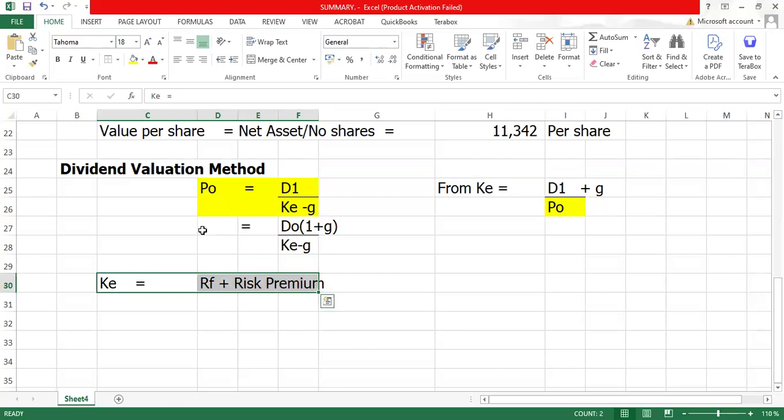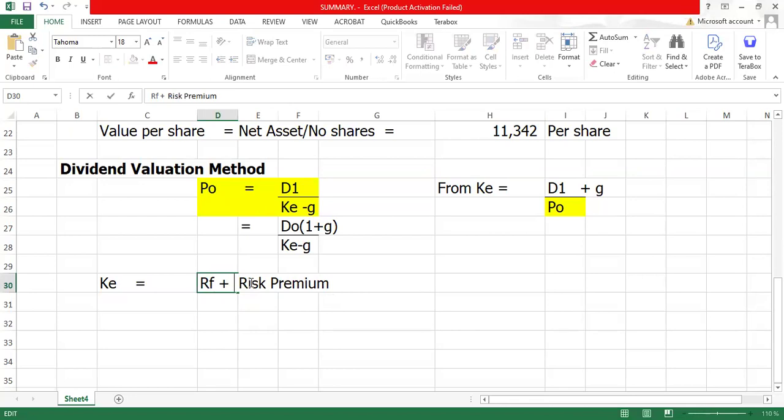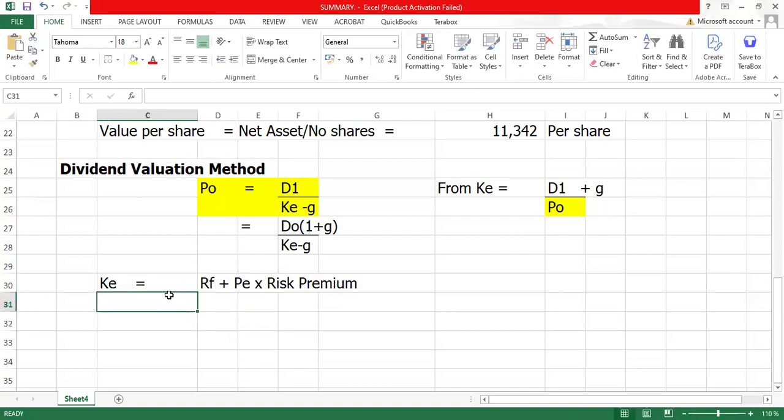That is what you do to get KE. Where risk premium, remember, is equity beta times the market risk premium. That is in a scenario where you're not given cost of equity. That is what I would do. But here you're given already this KE, the cost of equity, which is already given as 18%.